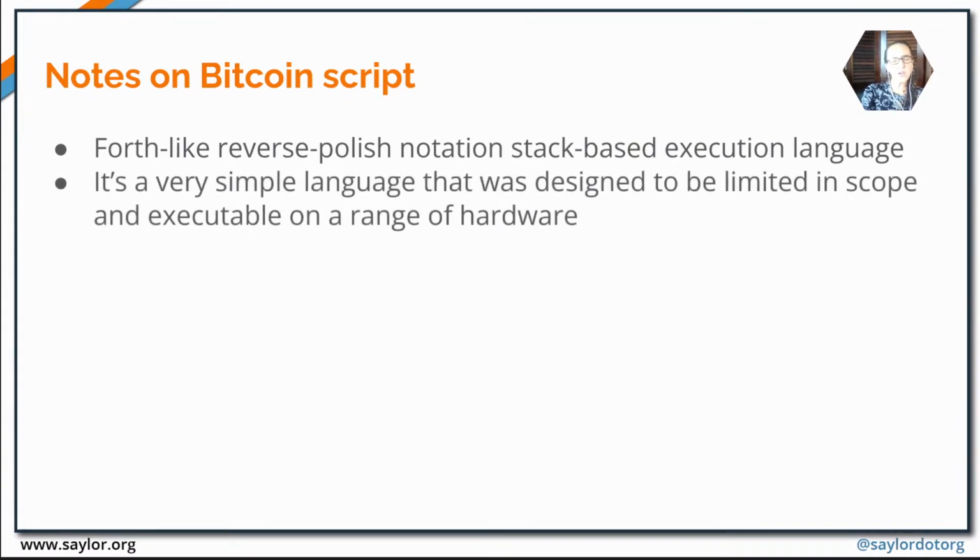It's a very simple language that was designed to be limited in scope and executable on a range of hardware. So the simplicity is a deliberate security feature. A lot of people wanted to build really complex things on Bitcoin and found they could not, because Bitcoin script just doesn't allow for that level of complexity. To do some Bitcoin crypto history, this is actually how Ethereum started. Vitalik and some others were trying to build some complicated functionality on Bitcoin and realized that you can't quite make this thing do what we want it to do. It's not flexible enough. It's very rigid and limited. And so they went off and created Ethereum.